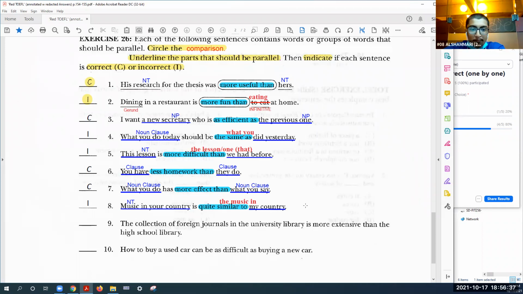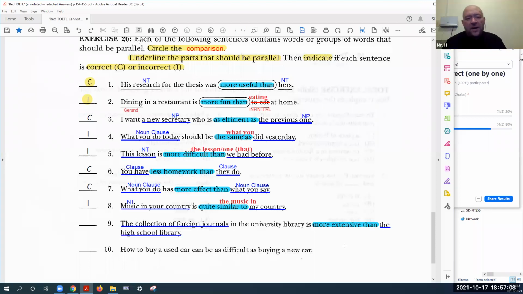Yeah, that's fine. Okay. "The collection of foreign journalists in the university library is more extensive than the high school library." Let's find the comparison first. Is more extensive than. Good. More extensive than. First structure: the collection of foreign journalists. That's right. And the second one? The high school library. Yeah.